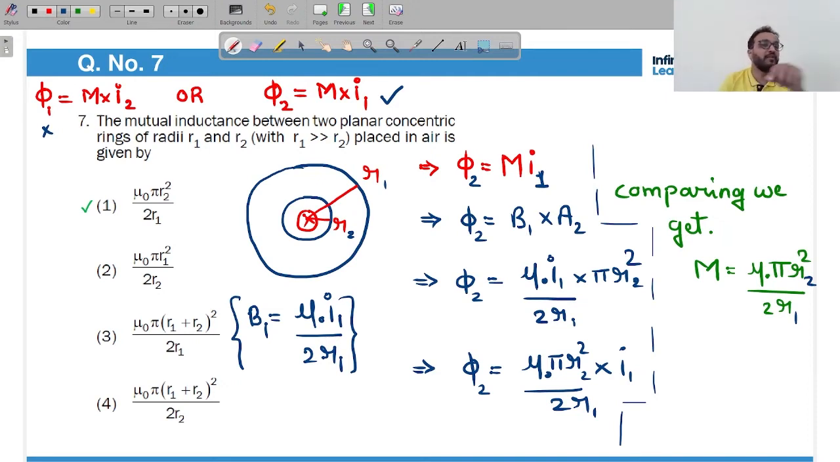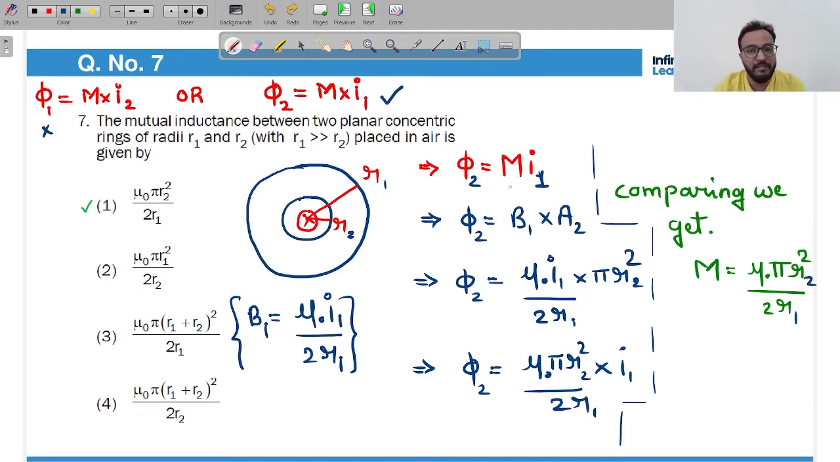But why can't we go with the first formula? Why can't we say that phi 1 is M I2? Because the magnetic field due to the smaller coil at the center we know, but we don't know the magnetic field due to this smaller coil over the complete area, because for flux we need the magnetic field throughout the area, right? That is why we can't go with the first formula. We have to go with the second formula. We can find out the flux through the smaller coil.